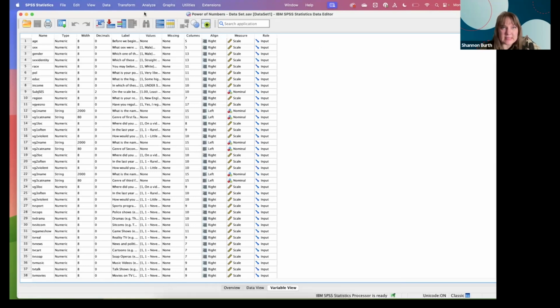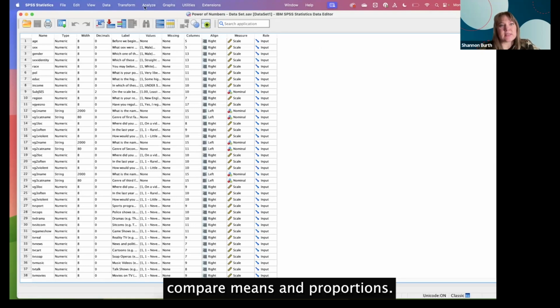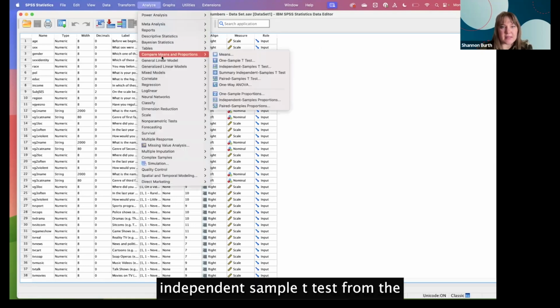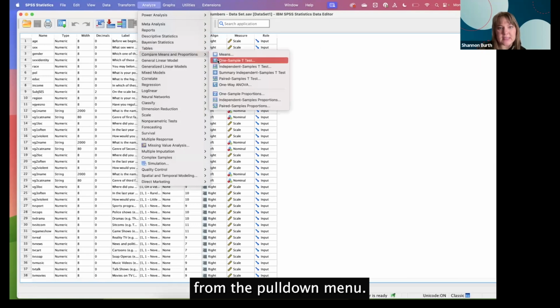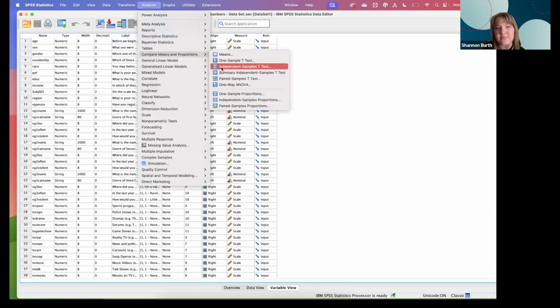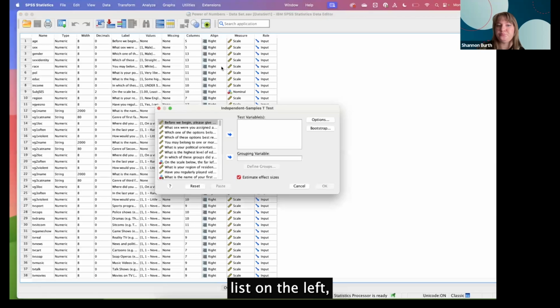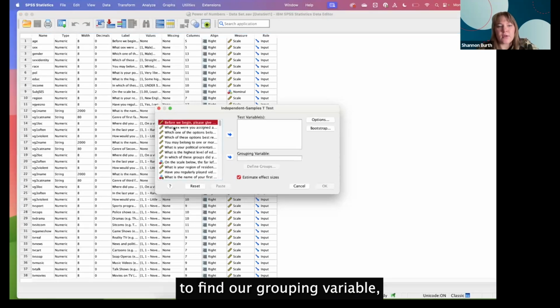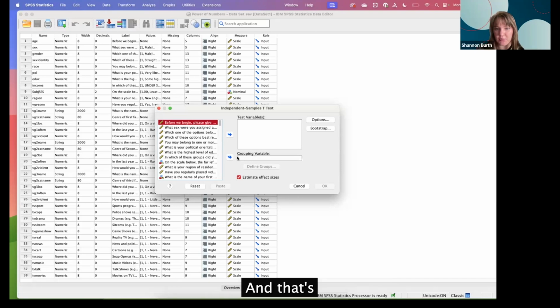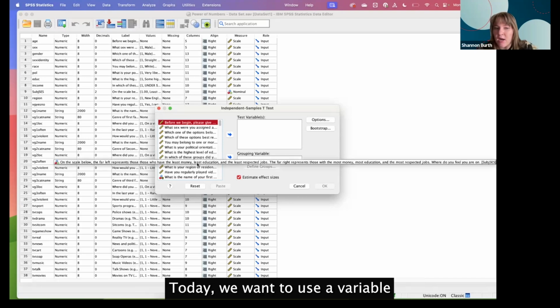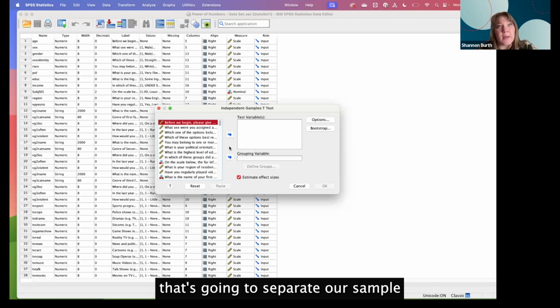We can run this in SPSS. To do so, we'll select Analyze, Compare Means and Proportions, and then we'll select Independent Sample t-test from the pull-down menu. Looking at our variable list on the left, we're going to need to find our grouping variable, which is going to go right here at the bottom of the dialog box. That's what's going to separate our participants into two groups so that we can compare them.